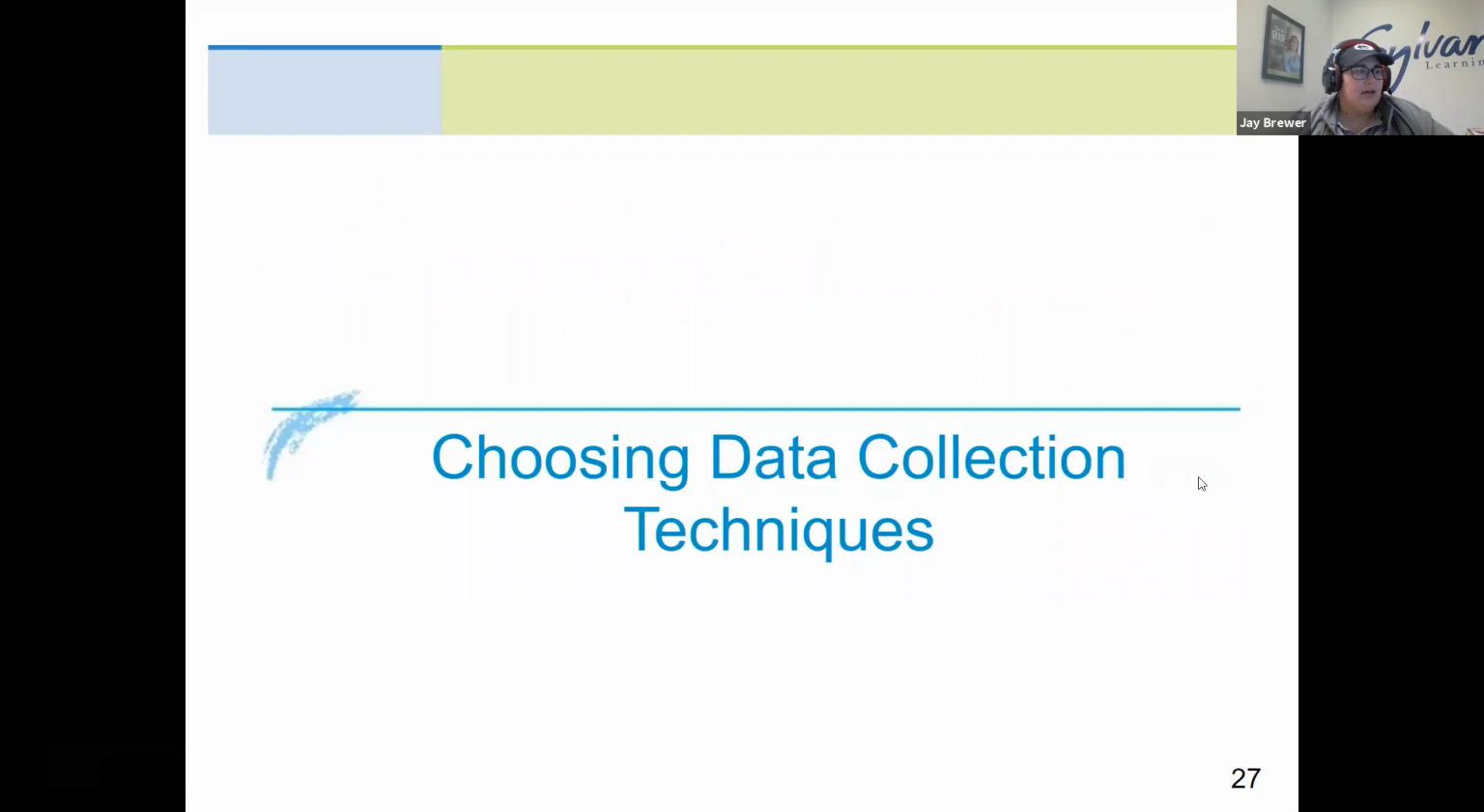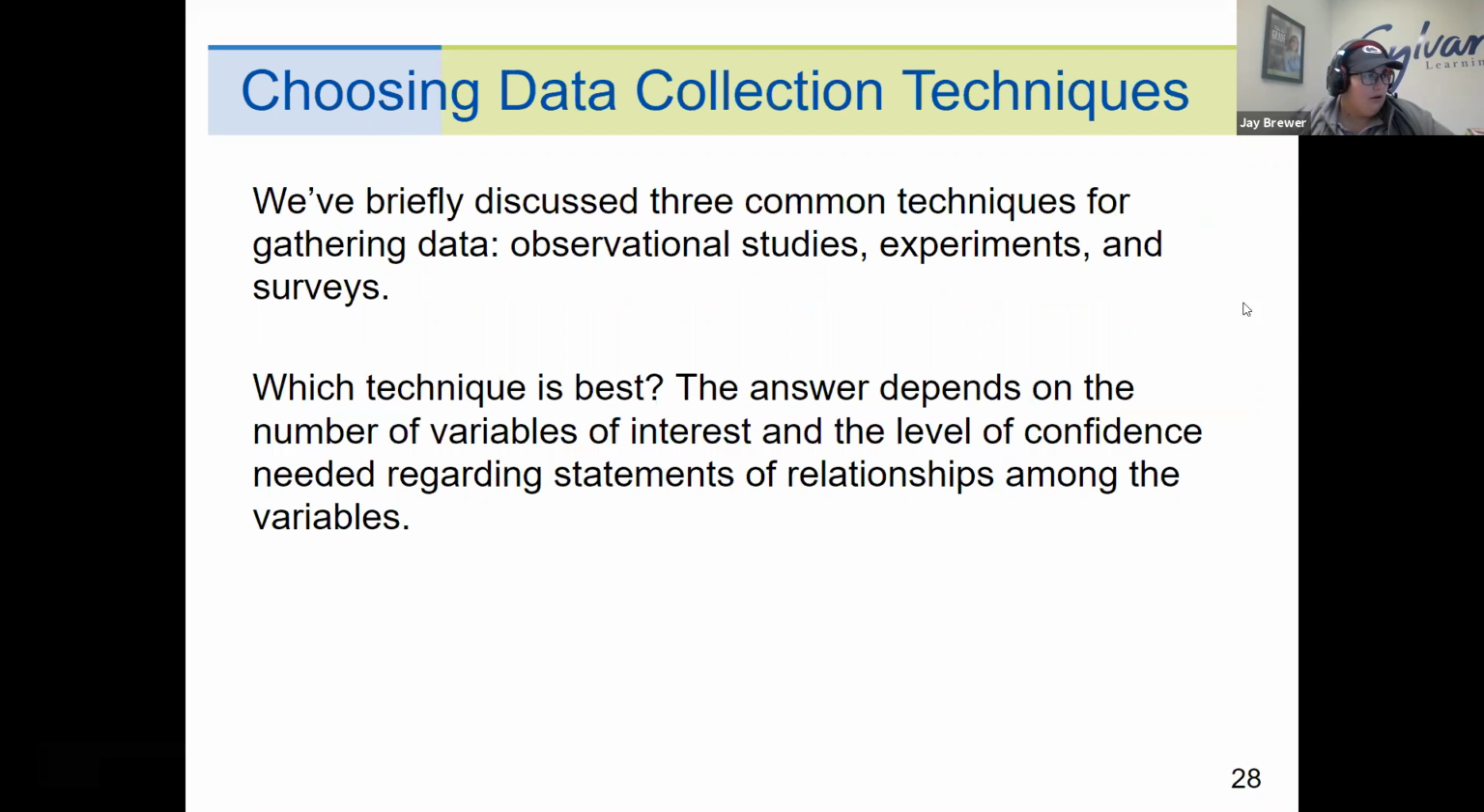All right, choosing data collection techniques. Obviously, we've discussed observational studies, experiments, and surveys. So which technique is best? It really depends on the number of variables of interest and level of confidence needed regarding the statements of relationships among the variables. That just basically means, if we were to do some kind of project in here, which I haven't decided yet if we are or if we aren't, the most you would need would be a survey.